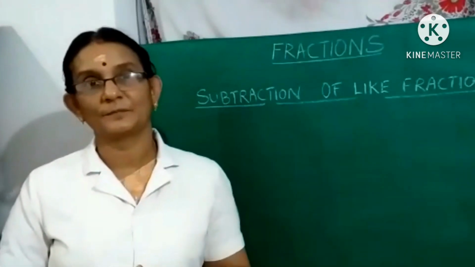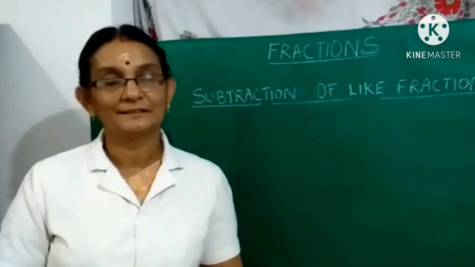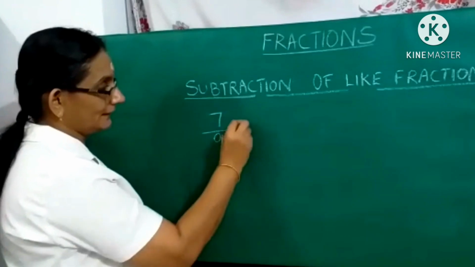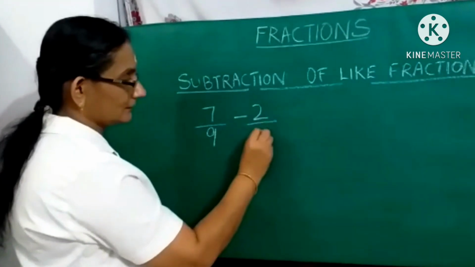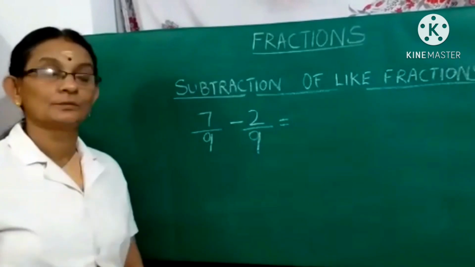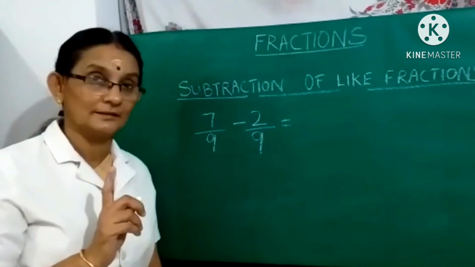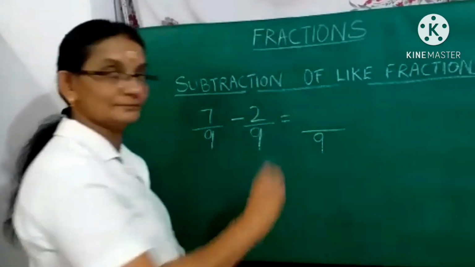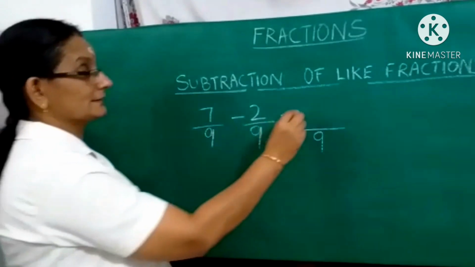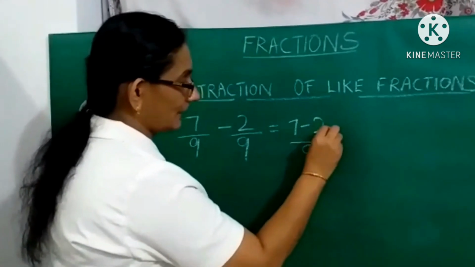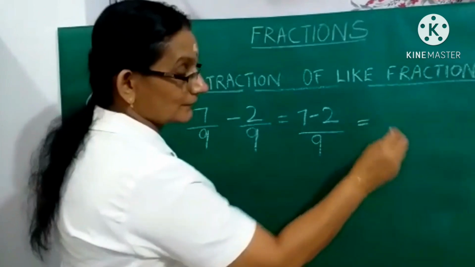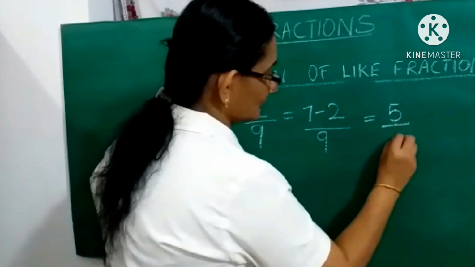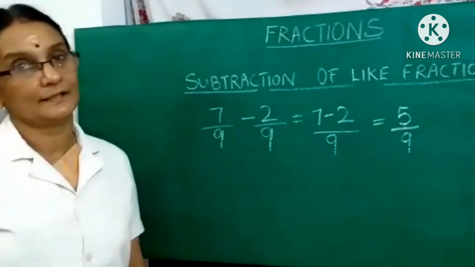Now let us see how to subtract like fractions. Okay? Shall we go? Yes. Let us subtract the fraction 7 by 9 minus 2 by 9. So the first step, as it is in the addition of like fractions, we have to write the same denominator here. And then subtract the numerators. Subtract 7 minus 2. So what is 7 minus 2? Yes, it is 5. And so the answer is 5 by 9.